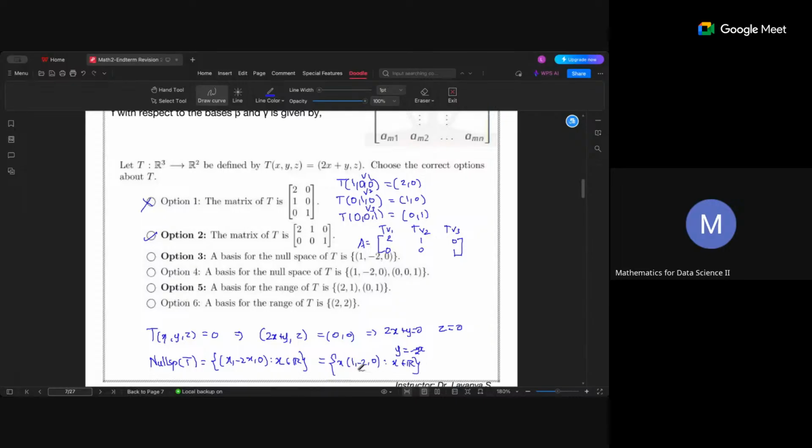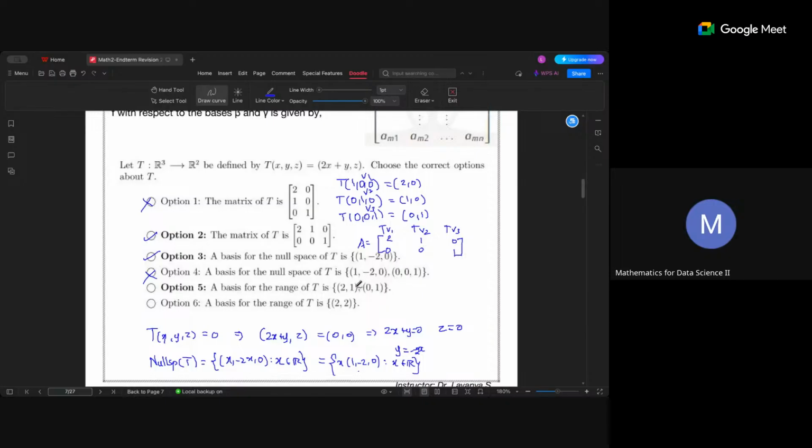So you see that this is a basis. Right? So this is the correct option. You cannot have two elements in the basis because the null space nullity is 1. So this is incorrect. And what about the range? For range, you look at the columns. Now in the columns, how many linearly independent columns do you see? 2. So you can either take this or this, and then you can take the other one.